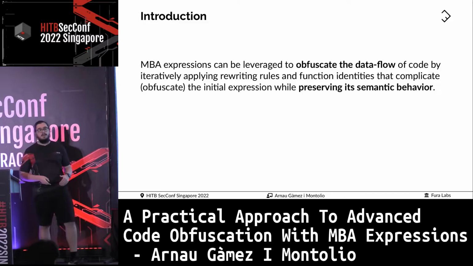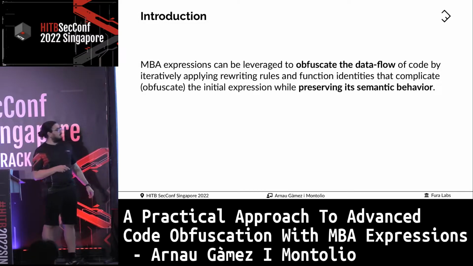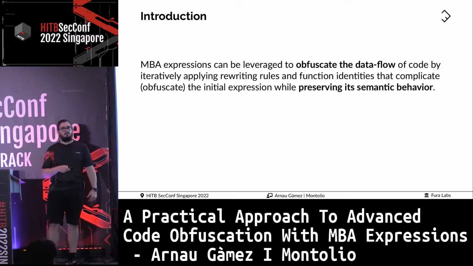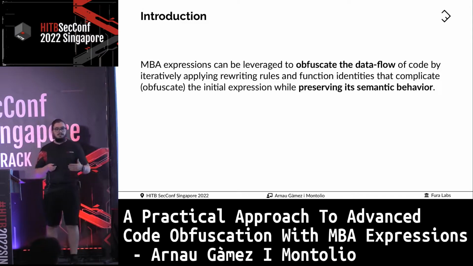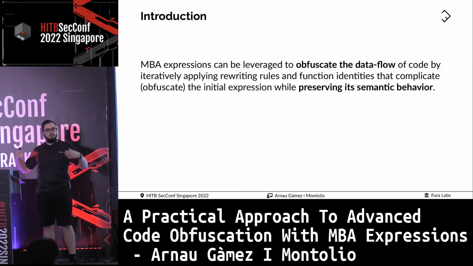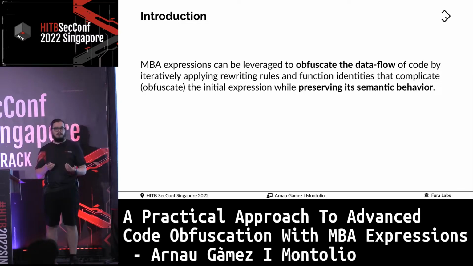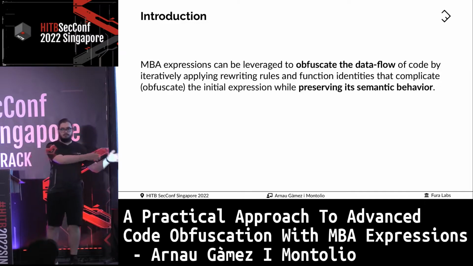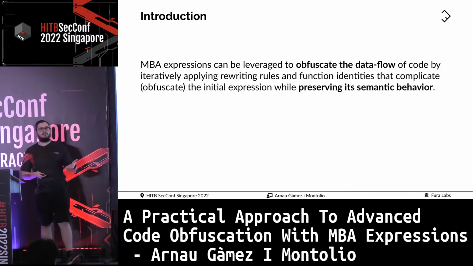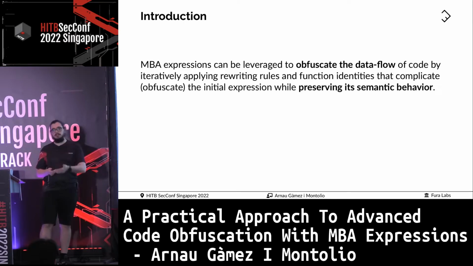But what is really important is that we want to preserve the semantic behavior. Semantic behavior means that the obfuscated expression, the obfuscated resulting code, will produce exactly the same behavior. That is, given the same set of inputs, it will always produce the same output as the original non-obfuscated simple expression. That's the whole idea behind obfuscation. We want to preserve the semantic behavior of our obfuscated counterparts.